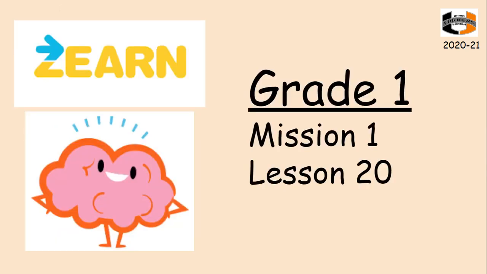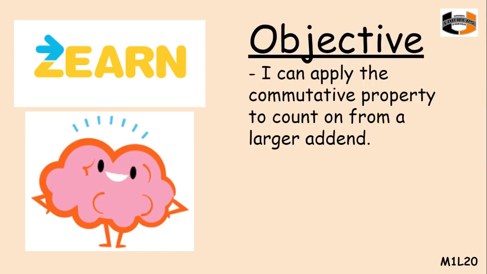This is grade 1, mission 1, lesson 20. Our objective today is I can apply the commutative property to count on from a larger addend. And we talked about the commutative property yesterday. And an addend is something you're adding.